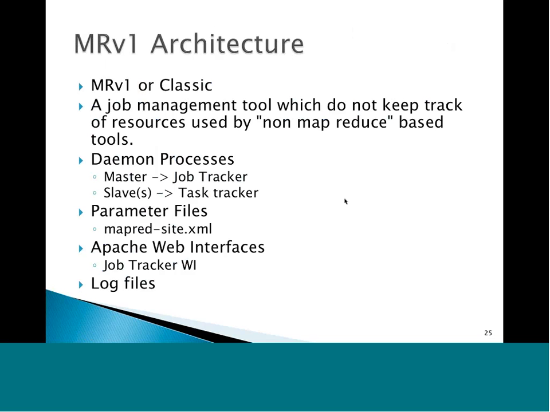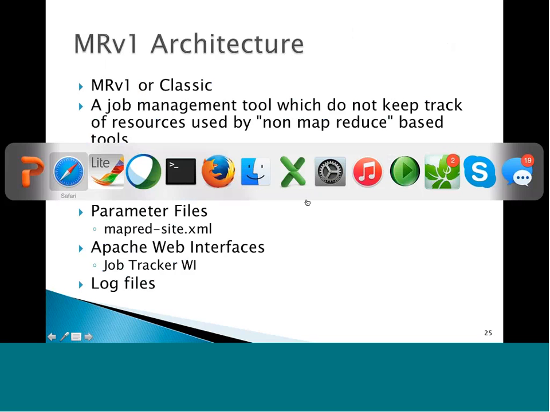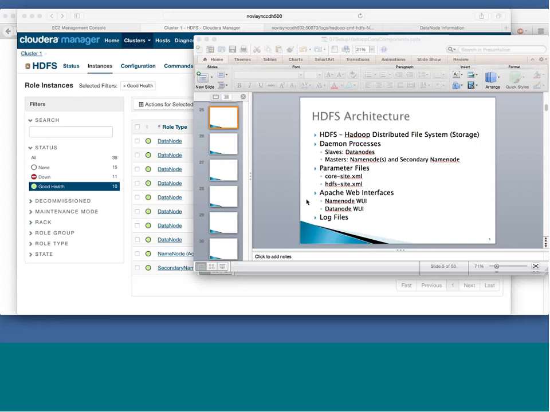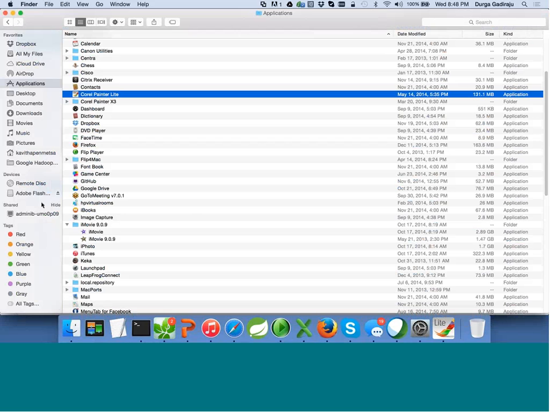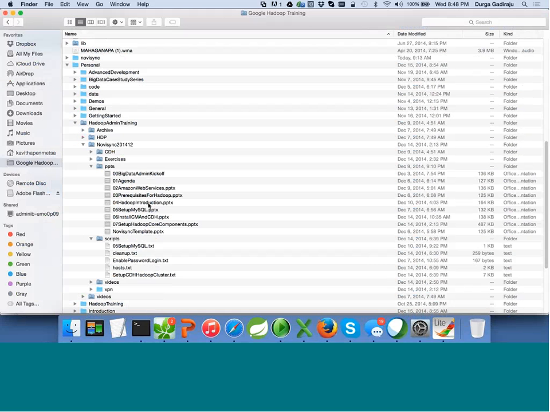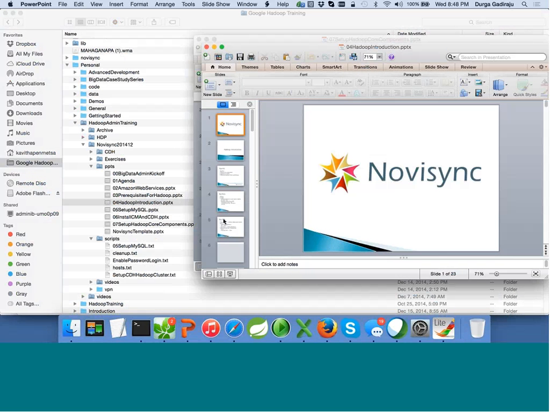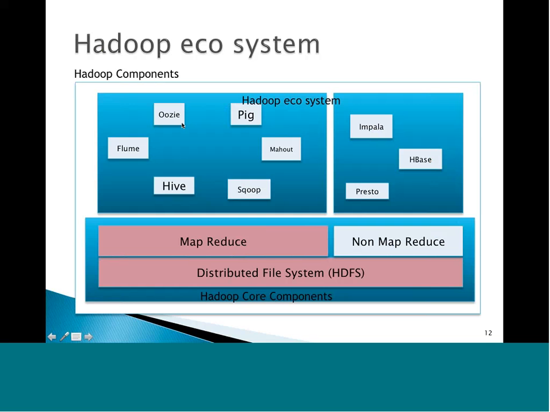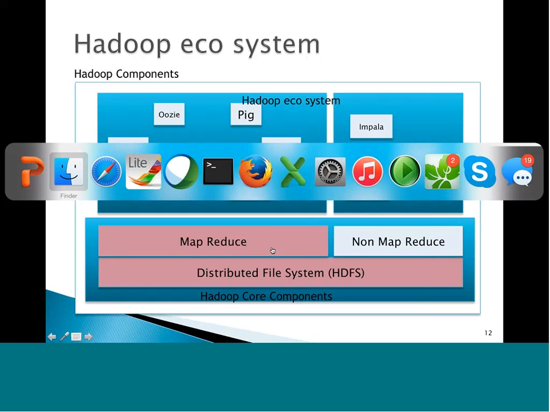Okay, so the MRV1 architecture is also called Classic. It is a job management tool which does not keep track of resources used by non-MapReduce based tools. So if we go back to the presentation which we discussed in the earlier sessions about the Hadoop introduction, as I mentioned to you, this diagram is very important. There are MapReduce based tools like Hive, Sqoop, Mahout, Pig, Oozie, Flume, and also non-MapReduce tools like Presto, HBase, and Impala.